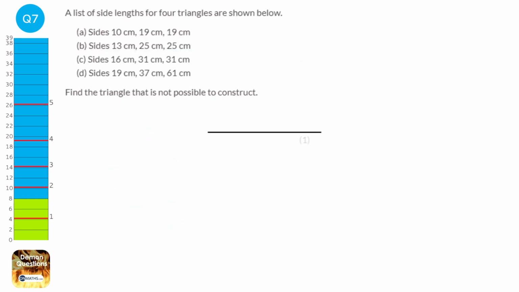For each of these options, try and construct in your head the triangles that would be made from these lengths. And I'm going to give an example for option D. I'm going to construct my triangle just with sticks. So we're going to start off with our first stick, which is 19 centimeters. Then we're going to do another stick, which is going to be 37 centimeters.